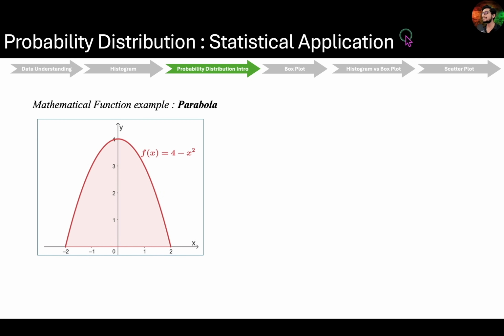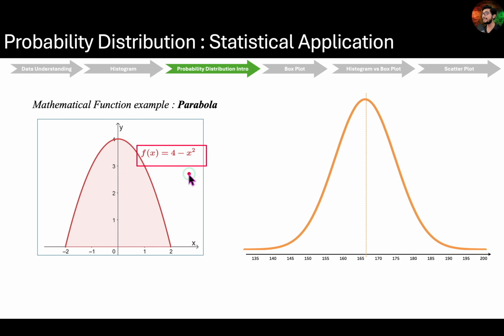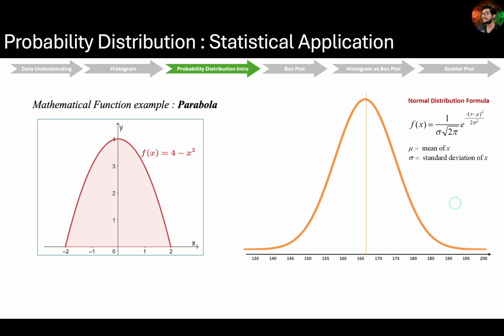For example, consider an inverted parabola with the equation 4 minus x squared, which is a quadratic function. Just like the parabola has a mathematical equation, probability distributions also follow specific mathematical functions. This means that this normal distribution curve, for instance, is not just a smooth line. It has a well-defined mathematical equation behind it. For your reference, I've included the normal distribution function here. Don't worry if it is your first time seeing it. The takeaway is simple. Every probability distribution is essentially just a mathematical function. That's all you need to remember for now.